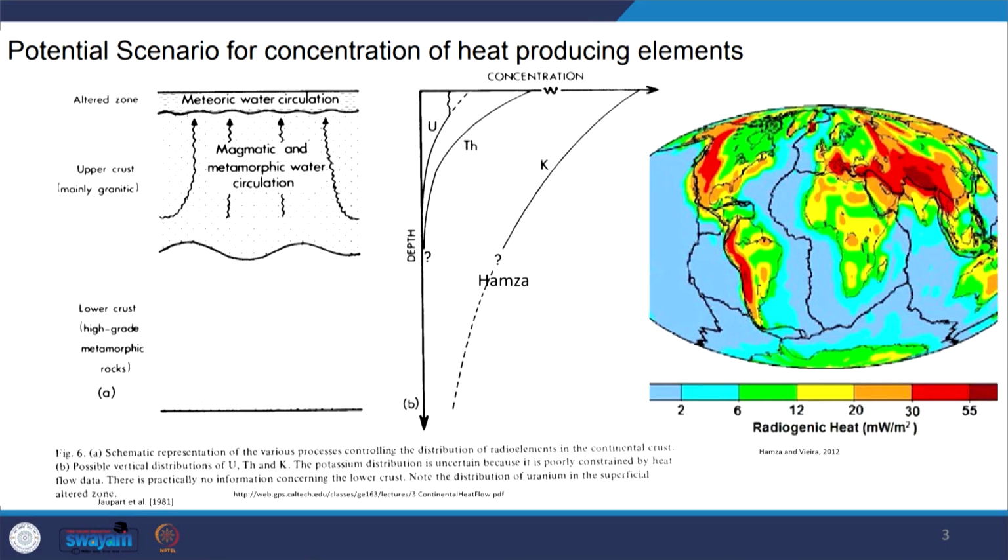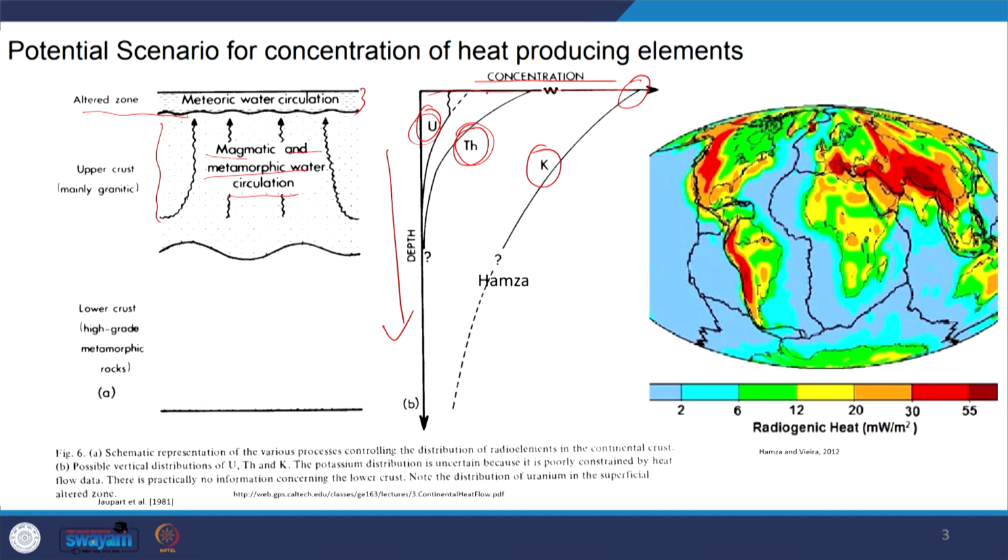Now, the potential scenario for the concentration of heat producing elements: here it is the depth, and this is the concentration of uranium, thorium, and potassium. Near the surface, potassium is much more abundant compared to thorium and uranium. Similarly, here we have an altered or weathered zone, the upper crust, mainly granite. Here we have magmatic and metamorphic water circulation.